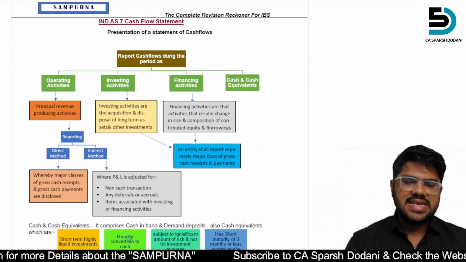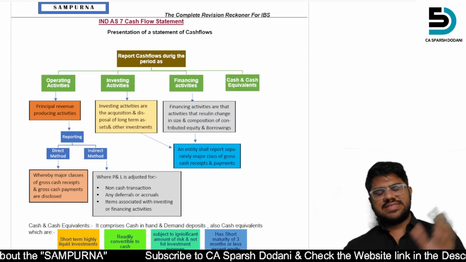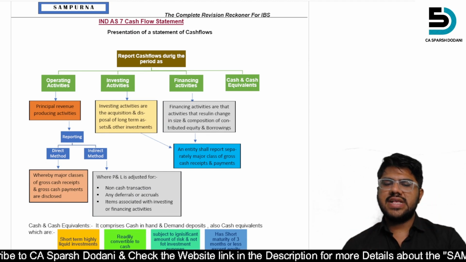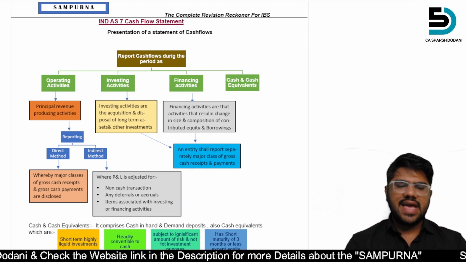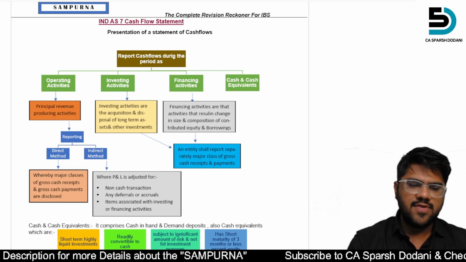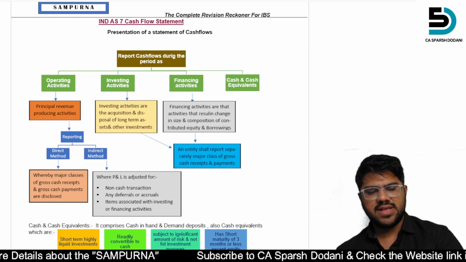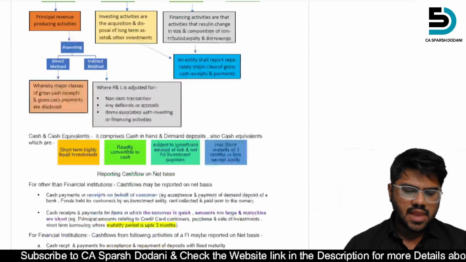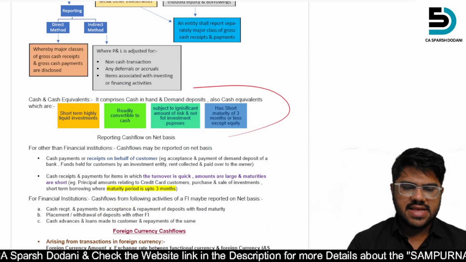Same goes with the Ind AS 7. The 3 types of activities which are operating, investing, financing, and with that cash and cash equivalents. इसमें क्या क्या आता है, what are covered in the particular activities, those are given. Operating activities में 2 टाइप की मेथड होती है, the direct method, indirect method, it is given. Then after that cash and cash equivalents में क्या क्या आता है, that is also given.